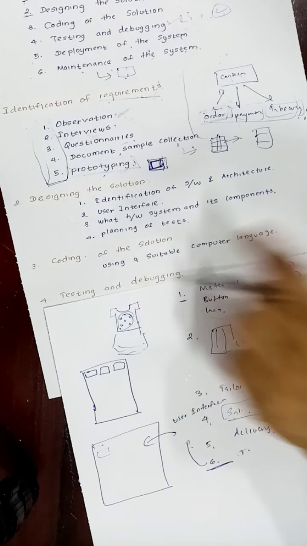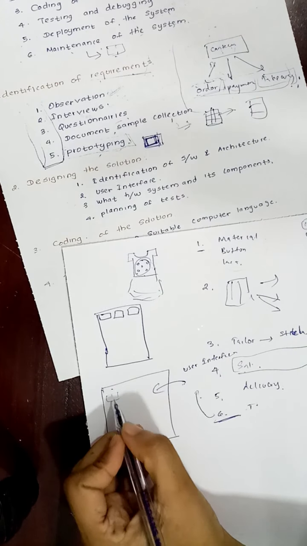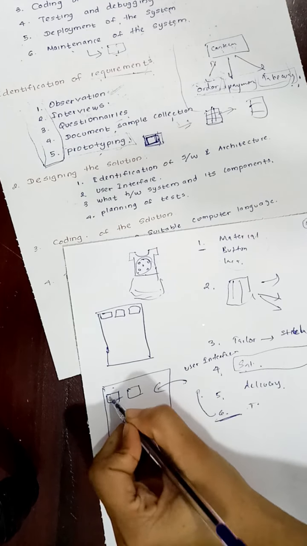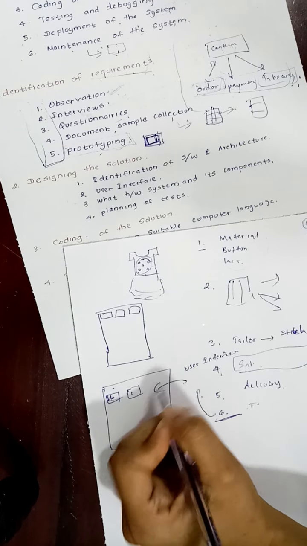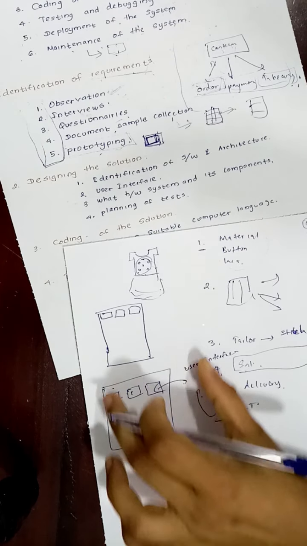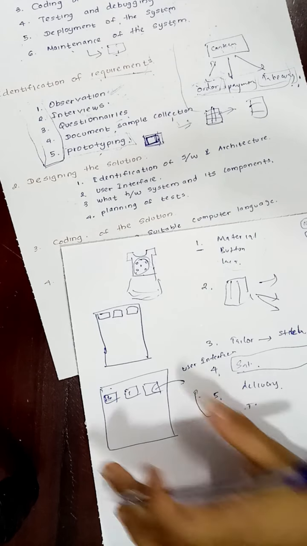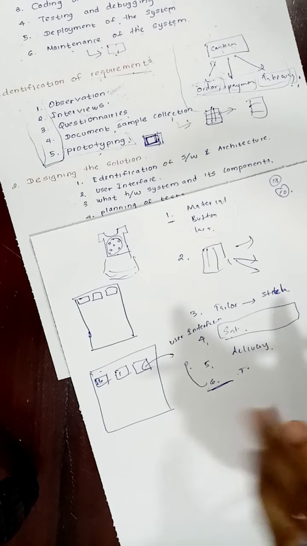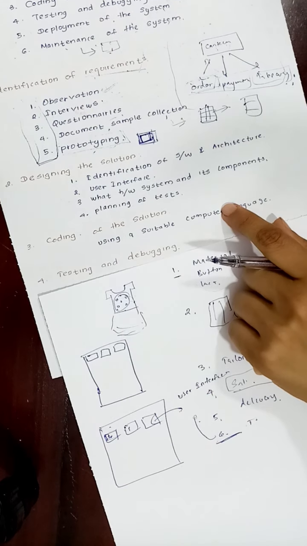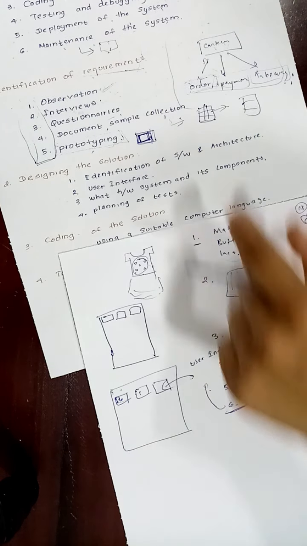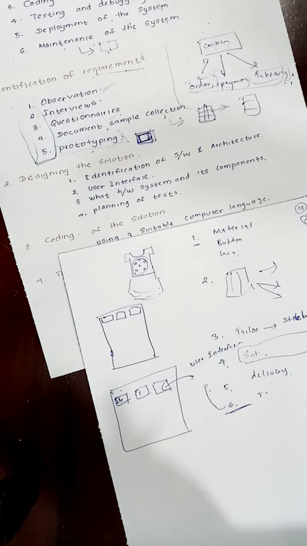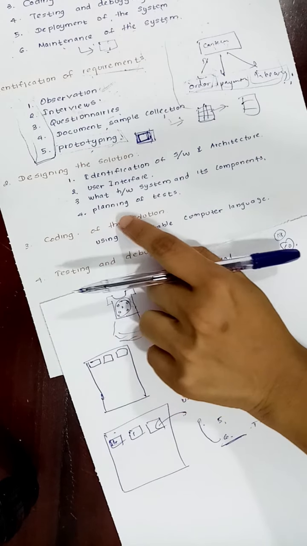Then the coding of the solution. Now you have designed, here the home page will appear like this. Here the home tab, this is the order tab. Likewise, you have designed. Now you are going to make this into software. For that you have to code. So the next procedure is coding of the solution using a suitable computer language. The developer is going to code. So that is coding of the solution.